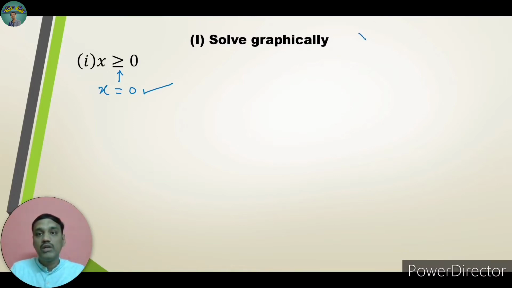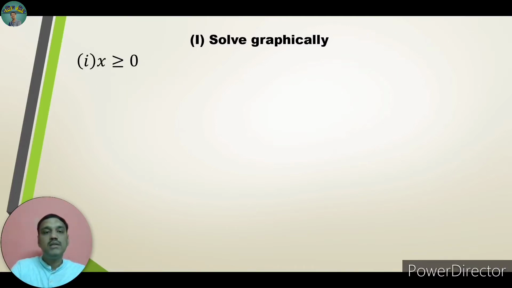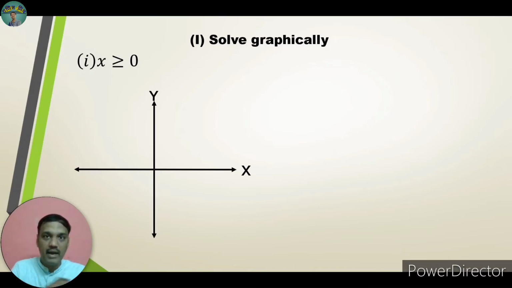Recall, the equation of the x-axis is y equals 0 and the equation of the y-axis is x equals 0. So remember, x equals 0 means the y-axis itself. So let us draw the x-axis and y-axis, the XOY plane, that is the XY plane. We know that x equals 0 means the y-axis itself.